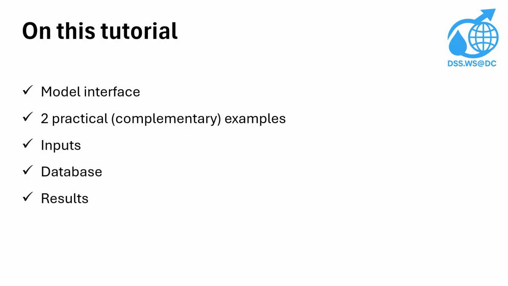In this video, I will walk through the key components of the model interface, showing how the three phases unfold in practice, based on two practical examples. By the end, you should have a clear understanding of how the DSS.WSET-DC model can support planning exercises and help compare different alternatives in a structured way. With this said, let's now move to the model's interface and begin its demonstration with phase 1.